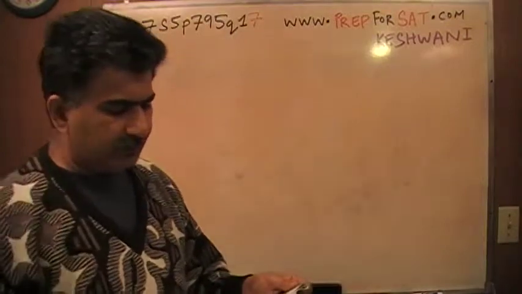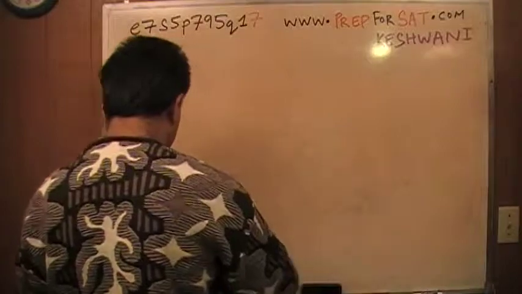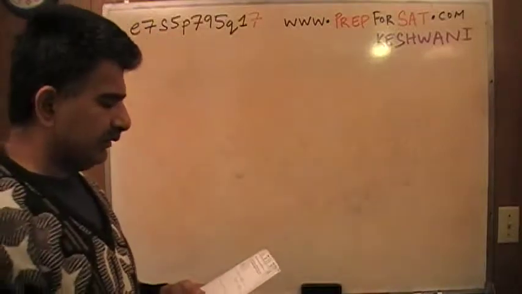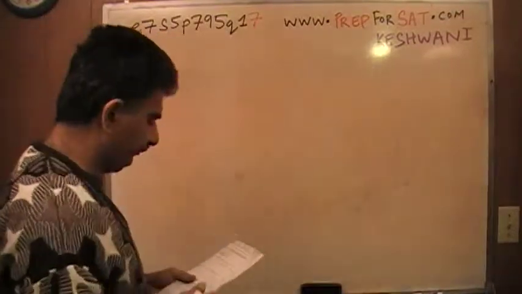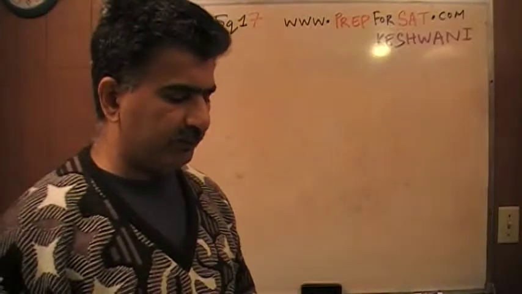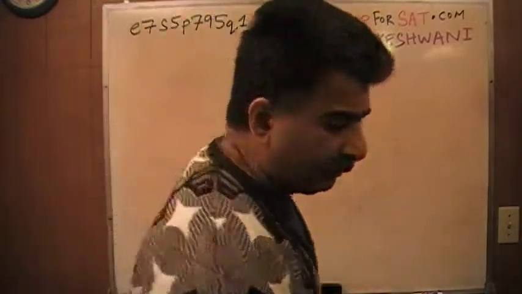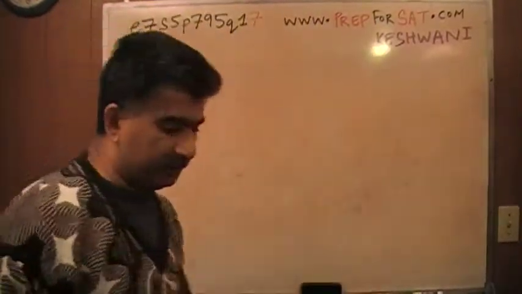The sum of 3 consecutive odd integers is 111. Alright. We have 3 consecutive odd integers and their sum is 111. If n represents the least of the 3 integers, which of the following represents the statement above? Alright. How do you write that? Sum of 3 consecutive odd integers. Let me write it down here.